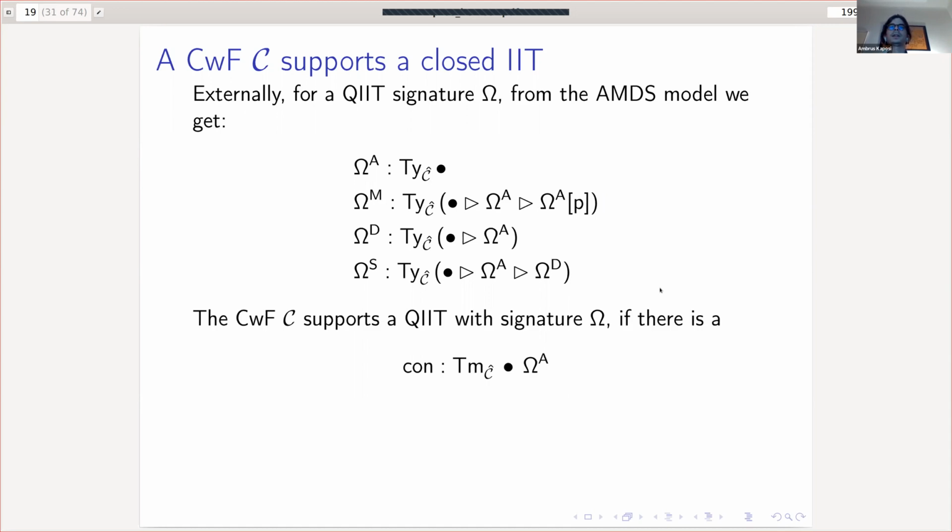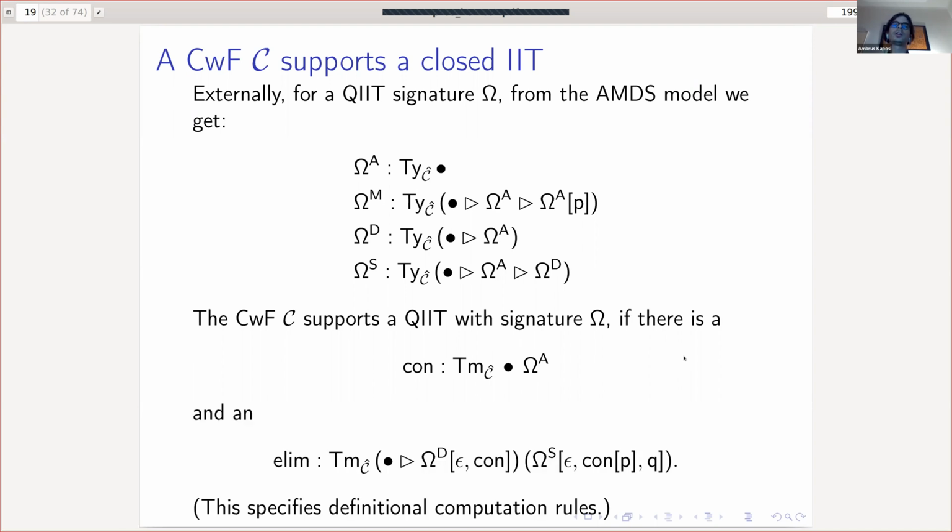And to say that the CWF C supports this omega, this is how I say it. We have the constructors. So that's a term in the presheaf model, or a global section of the algebra interpretation, together with the eliminator. And this eliminator says that for any displayed algebra, I get a section. And with this, I specify the computation rules of the eliminator as definitional computation rules. So this is how I say that the CWF C supports a closed IIT.